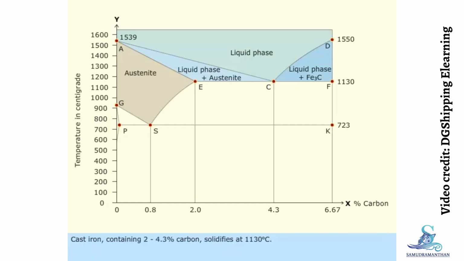Cast iron, containing 2 to 4.3% carbon, solidifies at 1130 degrees Celsius. Austenite crystals precipitate simultaneously with cementite to form ledeburite.